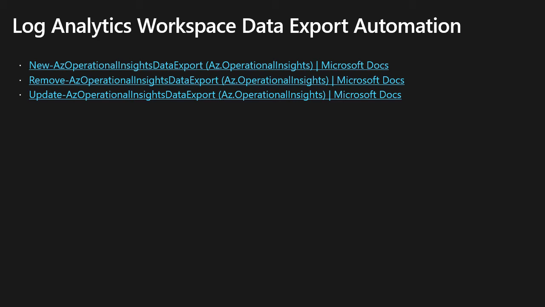Okay, let's talk data export automation, right? So we get into a spot where we may want to help automate this if we're doing DevOps, or we want to be able to monitor this stuff and take action in an automated fashion. So a couple of options we have here within the Az.OperationalInsights module. We'll have a couple of cmdlets here: New-AzOperationalInsightsDataExport to create one, Remove, obviously to remove it, and then finally the Update that we have here.